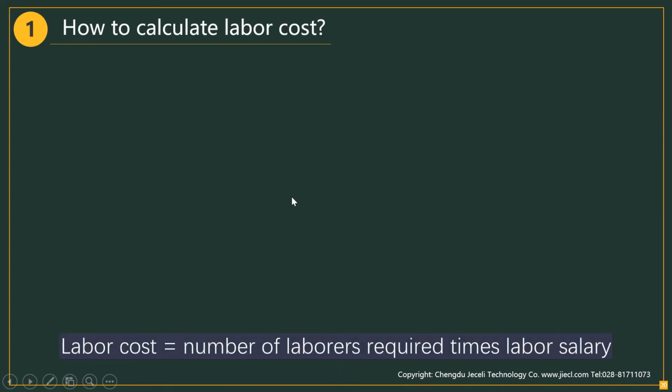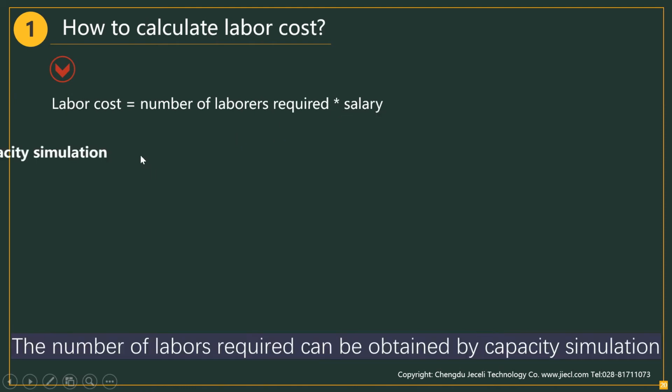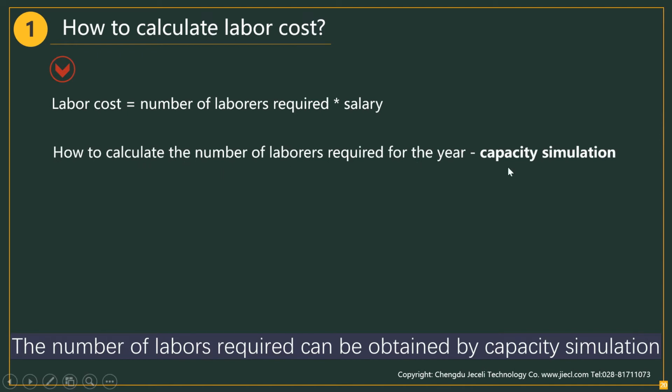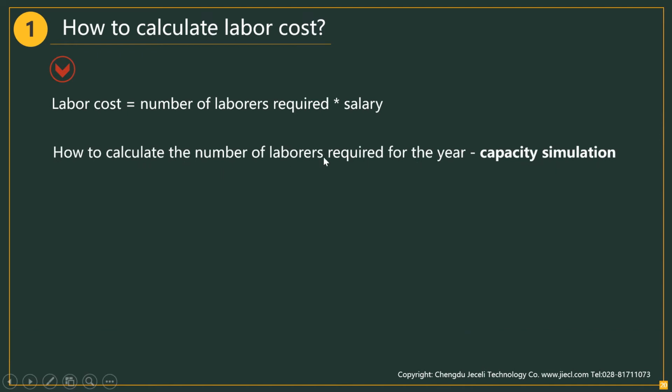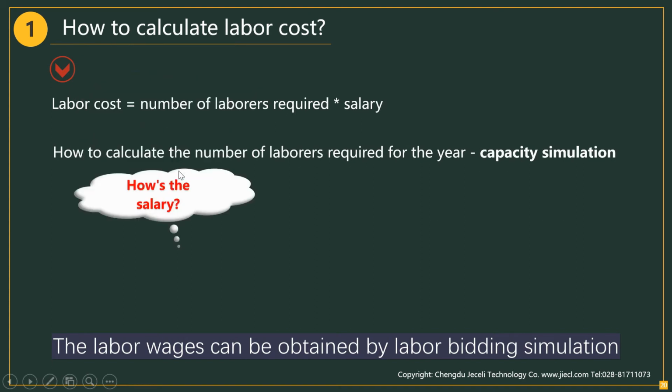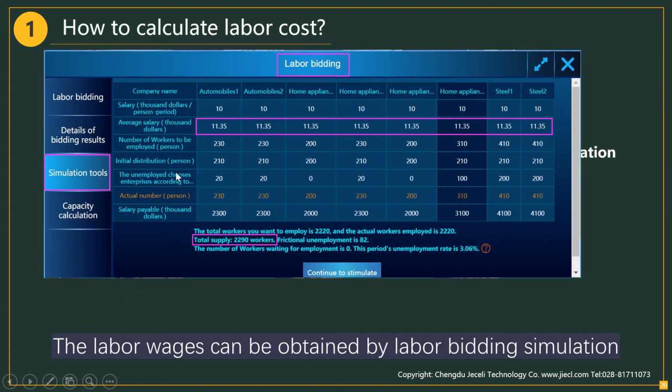How to calculate labor cost? Labor cost is equal to the number of laborers required times labor salary. The number of laborers required can be obtained by capacity simulation. The labor salary can be obtained by labor bidding simulation.